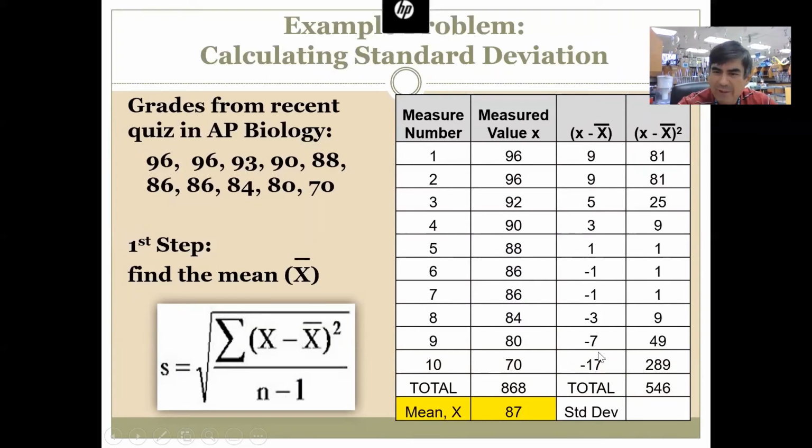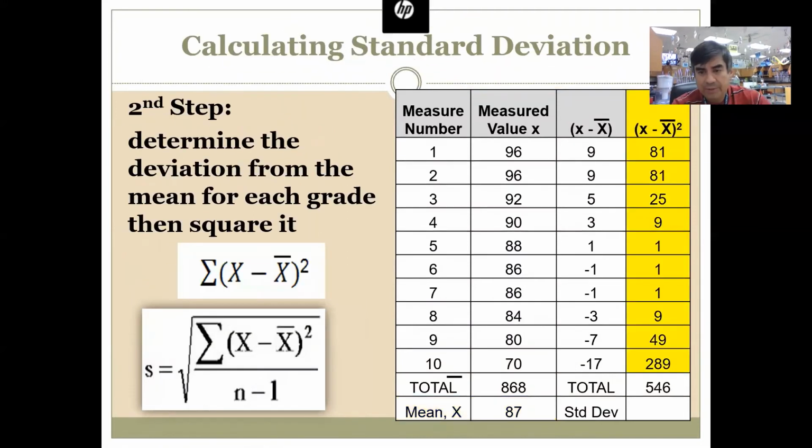You're going to do that for every single one of these numbers. Don't worry about the negative numbers. They're going to go away in our next step. So notice our next step, we square our number now. We've already subtracted, so we're going to square every single one of them. So 9 squared, boom, 81. Another 9 squared, boom, 81. 5 squared, 25.